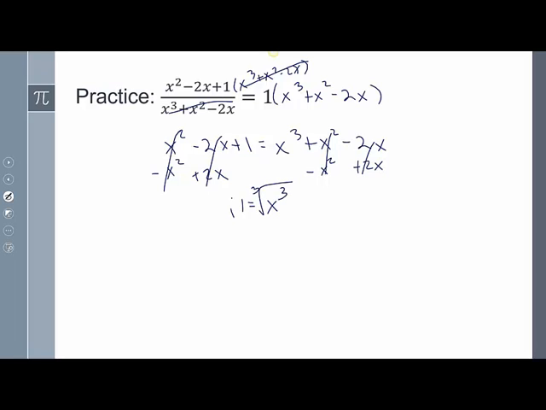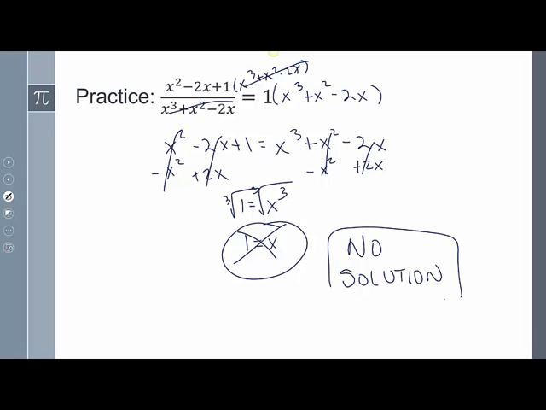So I can take the cube root of both sides to solve for it, and so I get 1 equals x. So if I take that value and plug it back in, I get 1 plus 1 minus 2. Wait, 2 minus 2. That gives me a 0 in the denominator. So that means that this is not a representative solution, and so I have no solution. There's no value for x that makes that equation true.